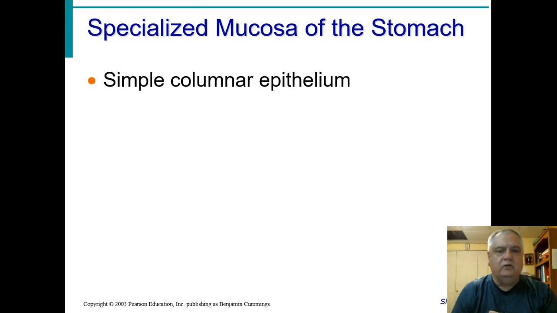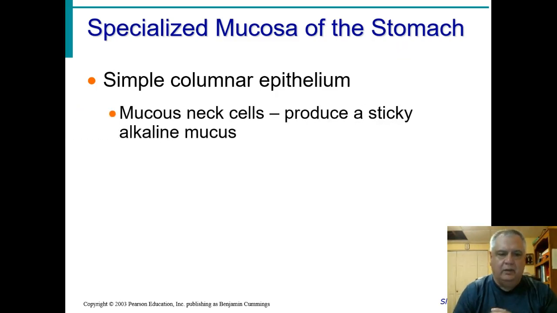All right, let's take a look at specializations from our basic anatomy of the alimentary canal organs. In the stomach, we're going to see a layer of simple columnar epithelium. This simple columnar epithelium contains some specialized cells. One of the specialized cell types is what we call mucous neck cells. These mucous neck cells produce a sticky alkaline mucus. Remember what alkaline means? The mucus has a pH above 7.